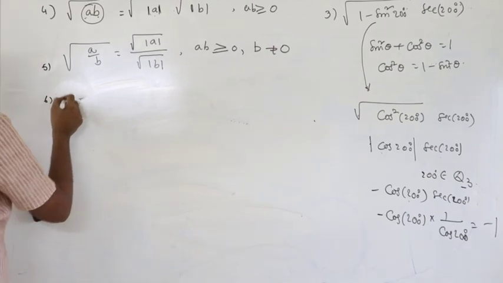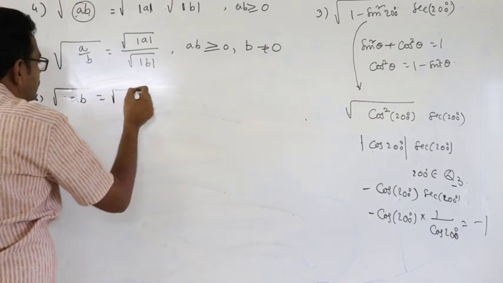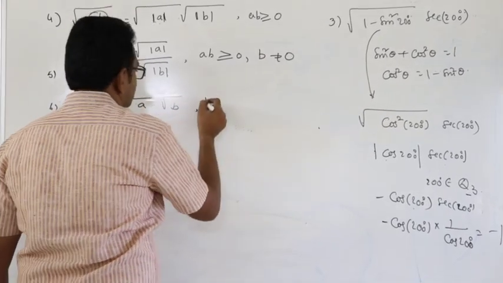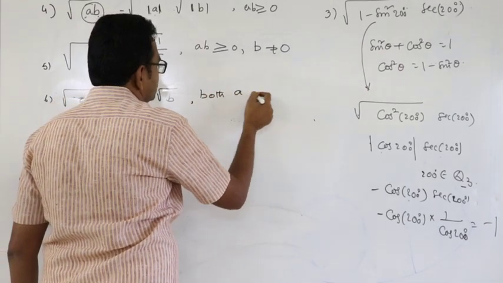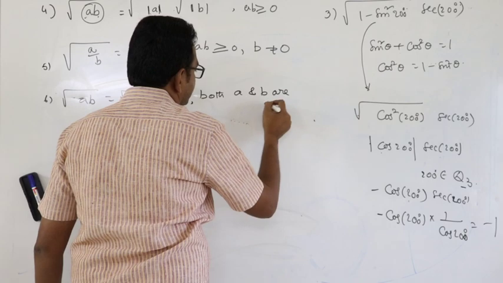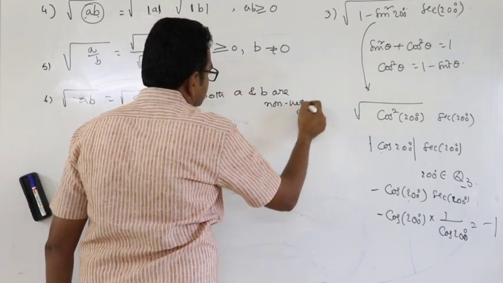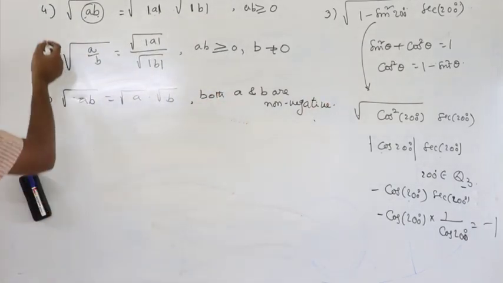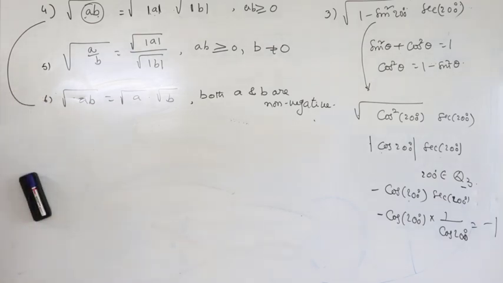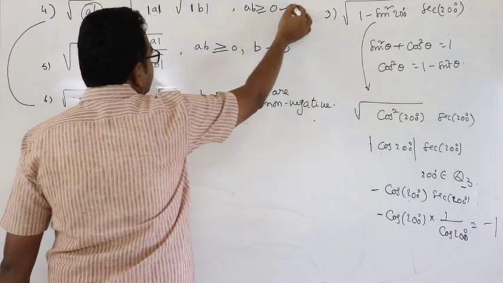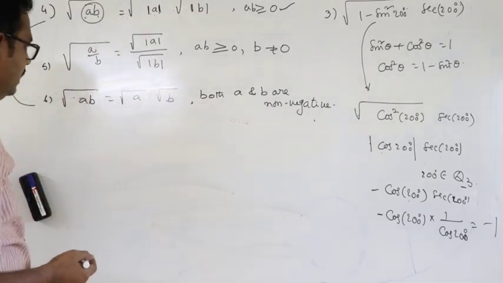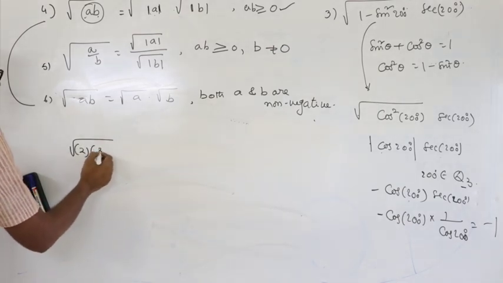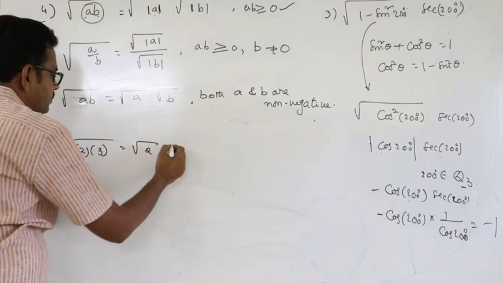Next one, root of AB is equal to root A into root B if both A and B are non-negative. Just to see the difference between these two, here I am saying AB is greater than or equal to 0. For example, root of 2 into root of 3, you write simply root 2 into root 3.